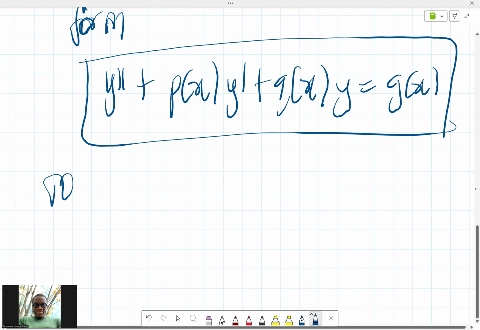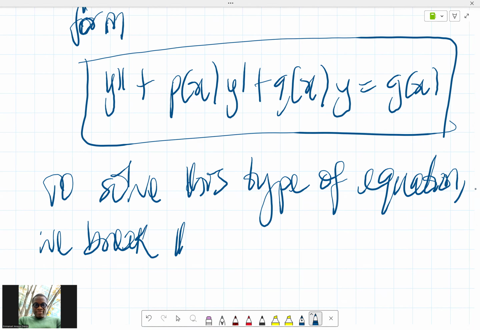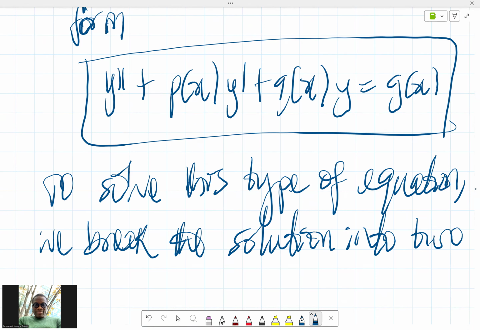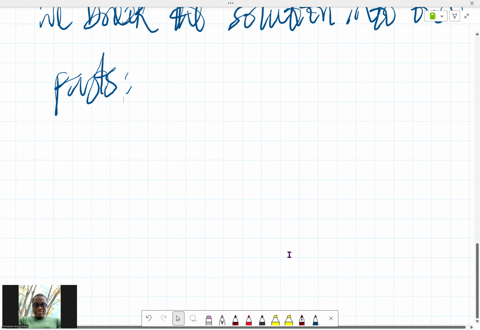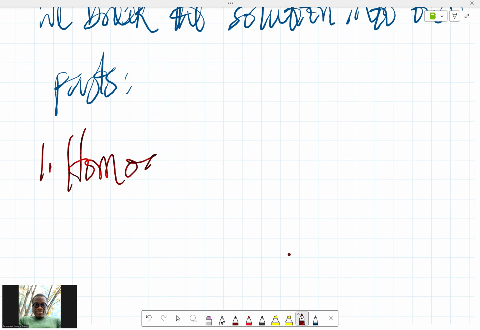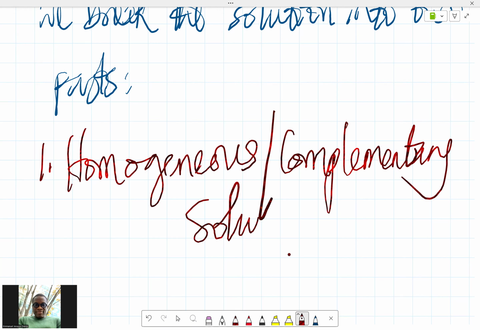To solve this type of equation, we break the solution into two parts. The first part is the homogeneous or complementary solution. I like to represent that as yc.